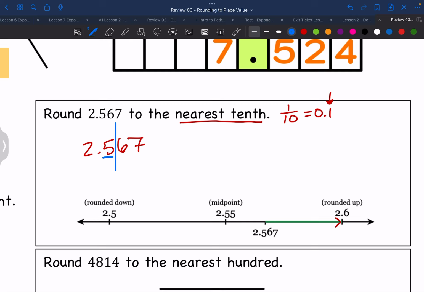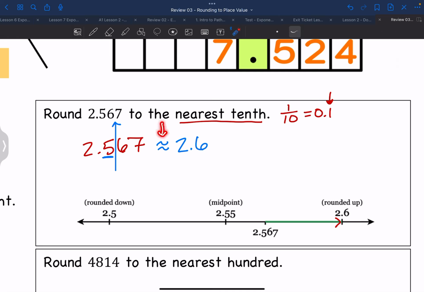Well, it's going to be based again on the digit to the right. And it's 6. So my rule says, hey, that 6 is 5 or more. So this 5 right here is going to go up to now 6. So I'm going to be rounding up. So it's approximately 2.6.